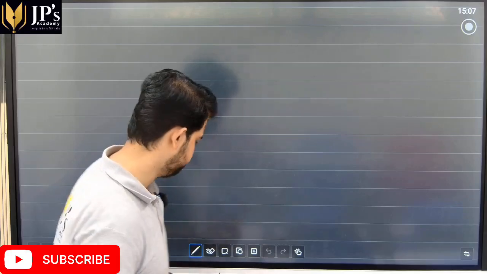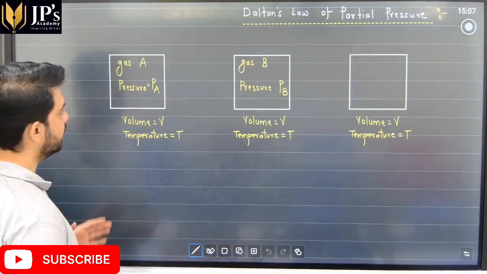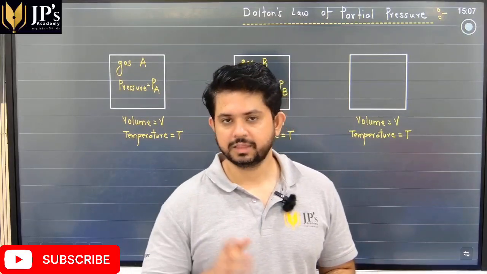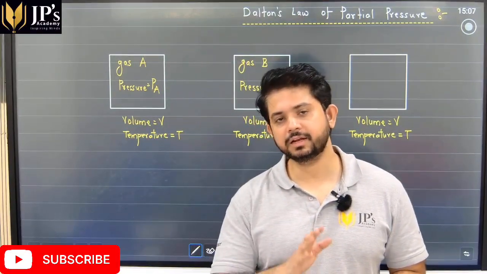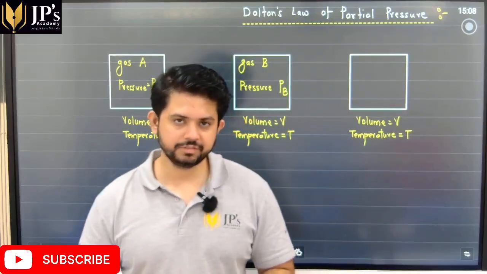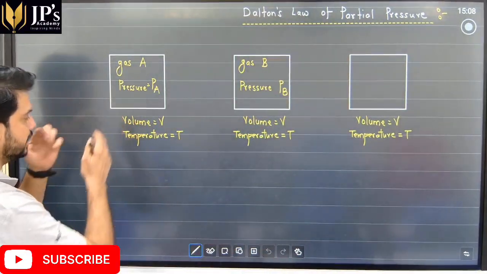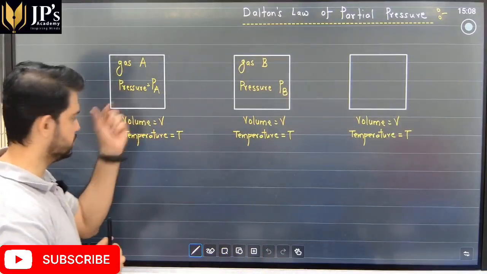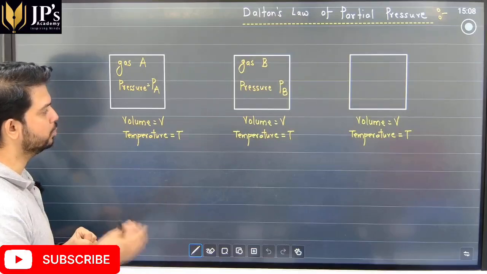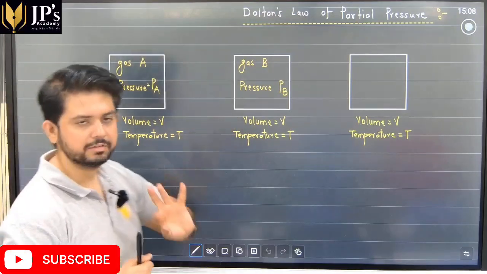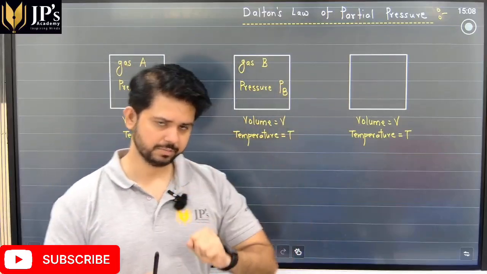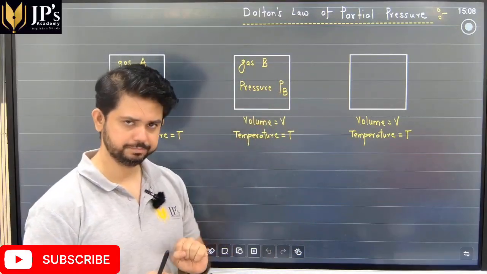So students, what exactly is Dalton's law of partial pressure? Let's consider that I have three identical containers. They have the same volume and they are at the same temperature. In the first container, I have gas A, let's say oxygen, which is at a pressure PA or PO2. In the second container, I have a gas B at pressure PB. For example, we can take nitrogen over here.